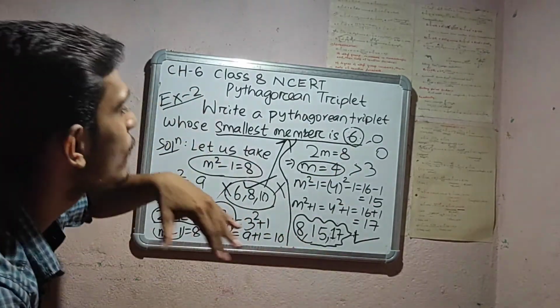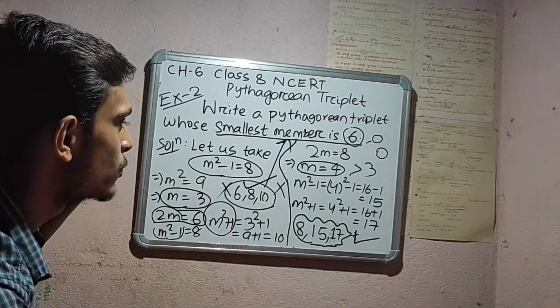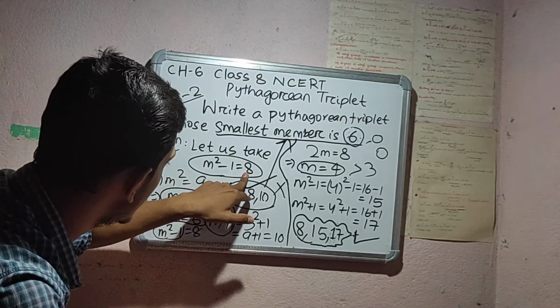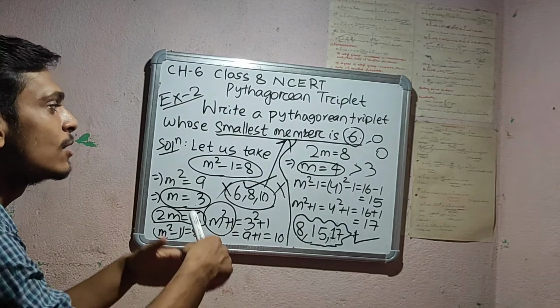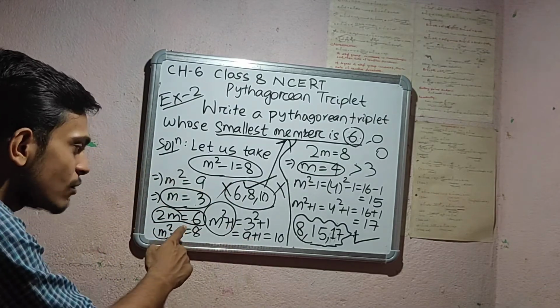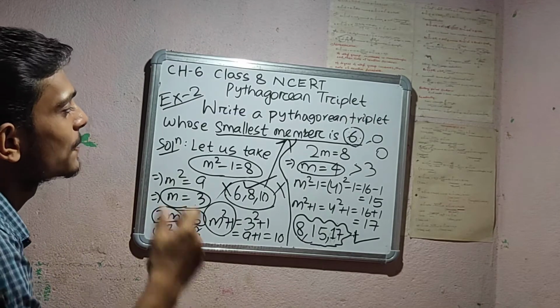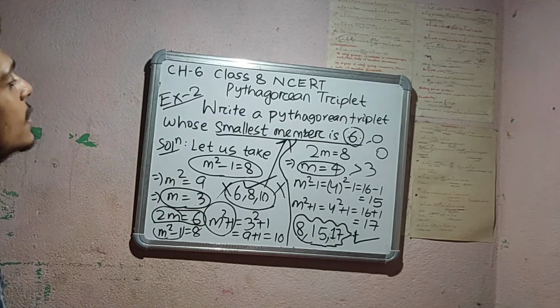If we cannot find the answer, then we have to go to the next, that is m square plus 1 equal to 8. If m square minus 1 equal to 8 is not applied and 2m equal to 8 is not applied, then the other term is m square plus 1, so we have to take m square plus 1 equal to 8. In this way we find the triplet. Thank you.